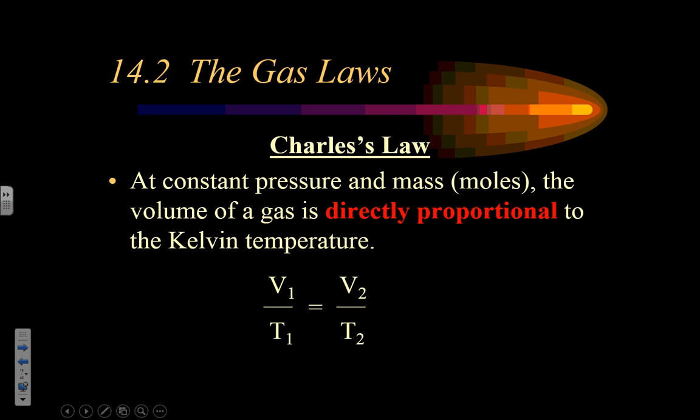Notice mathematically it looks different from P1 V1 equals P2 V2. The reason it looks mathematically different is that was an inverse proportionality. So at constant pressure and amount, the volume of a gas is directly proportional to the Kelvin temperature. Remember, Kelvin temperature is incredibly important. It's the only temperature scale that's truly proportional to the speed of the molecule. At 0 Kelvin, molecular motion would have stopped. So we always have to be in Kelvin when we're dealing with temperatures in this chapter. And that's what we call Charles' law.